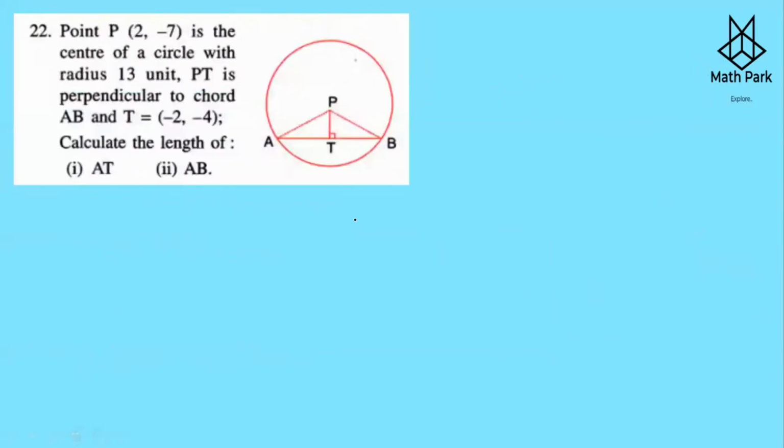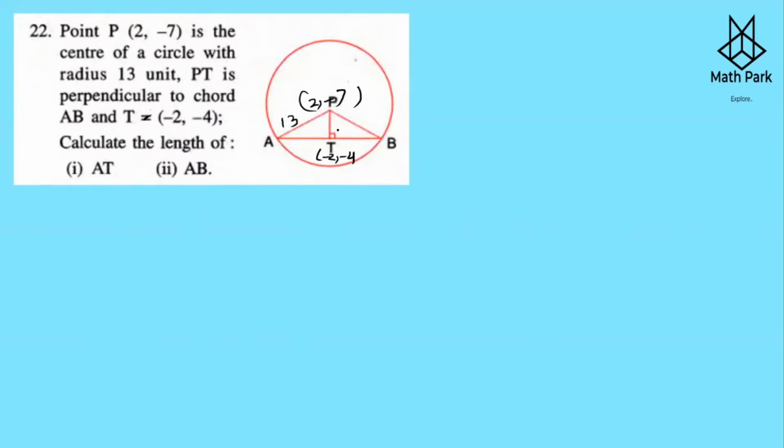Question number 22. Point (2, -7) is the center of the circle with radius 13 units. PT is perpendicular to the chord AB and the coordinates of T are (-2, -4). Coordinates of P here are (2, -7). We are asked to find distance AB. The radius is given as 13 units and we are asked to find distance AB.